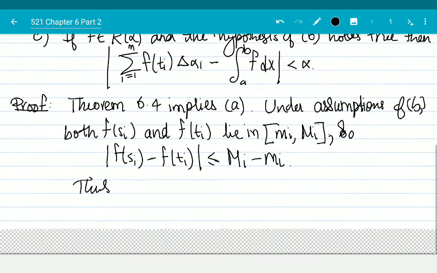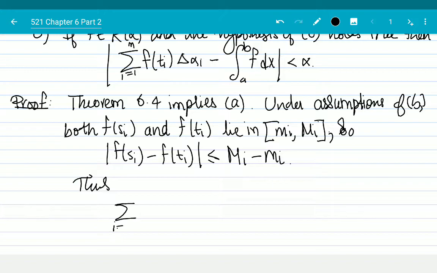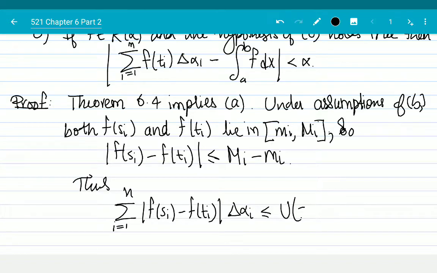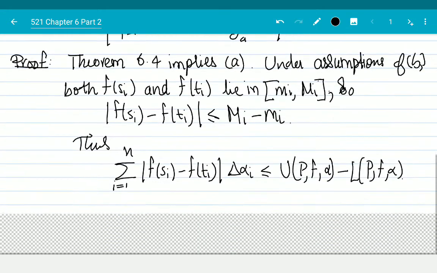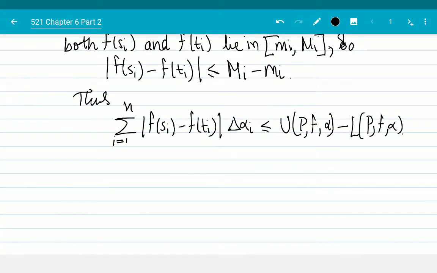I have that if I take the summation i equals 1 to n of absolute value f of si minus f of ti times delta alpha i is smaller than or equal to, well, if I do the same with capital Mi, I get U(P, f, alpha). And if I do it with small mi, then I get L(P, f, alpha), right? Which proves B, right?